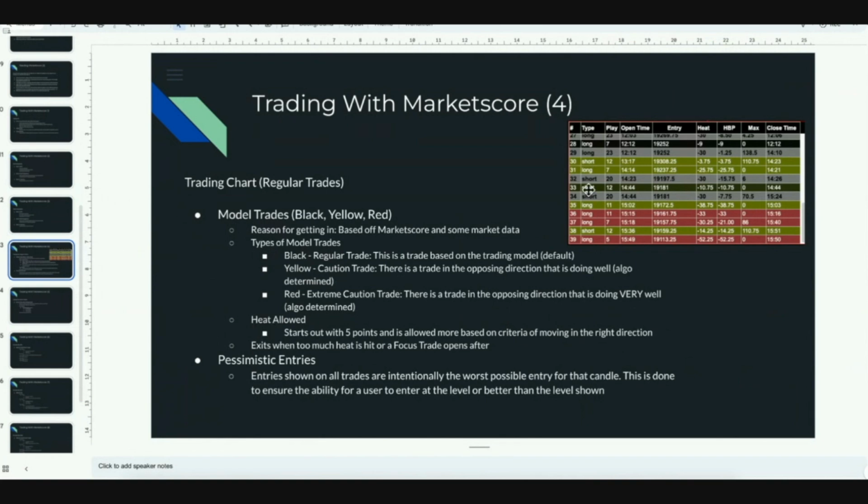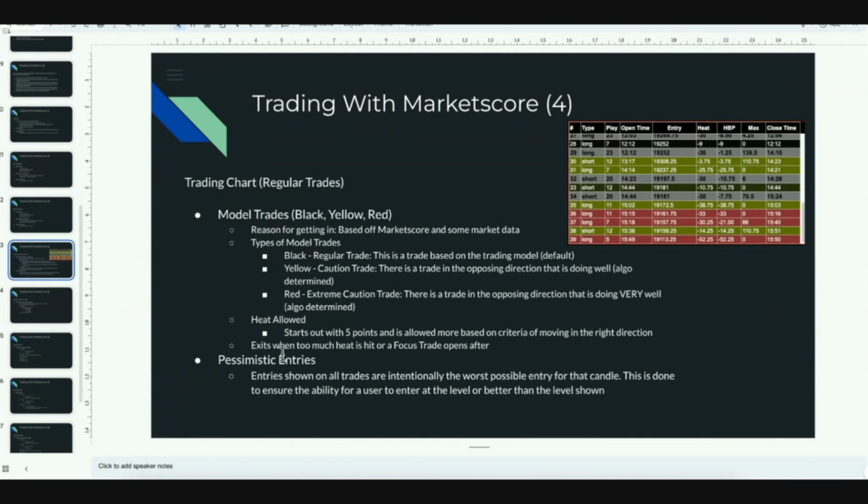The heat allowed for regular trades, which are the black, the yellow, and the red, starts off with 5 points. So as soon as the trade opens, it gives it 5 points. As the trade progresses, it allows for more heat if the market data is giving it more possibility. This right here is from the NQ, but you can see that there are some trades here that allow 52 points of heat. That's because at this point in the day, it was going in the correct direction, so it was giving it more freedom of heat. And once it adds on to that possible heat allowed, it doesn't remove it, it just lets it go.